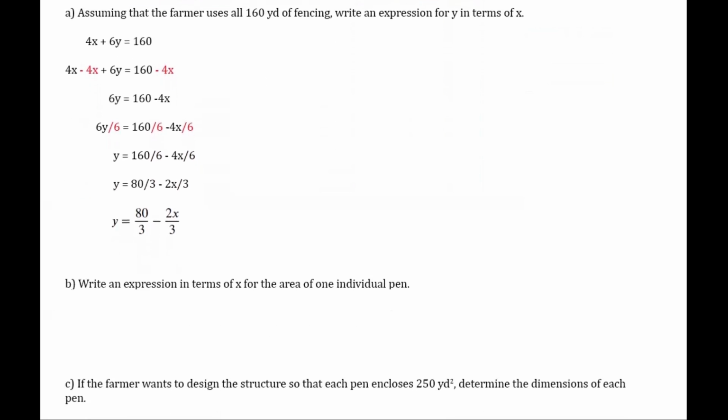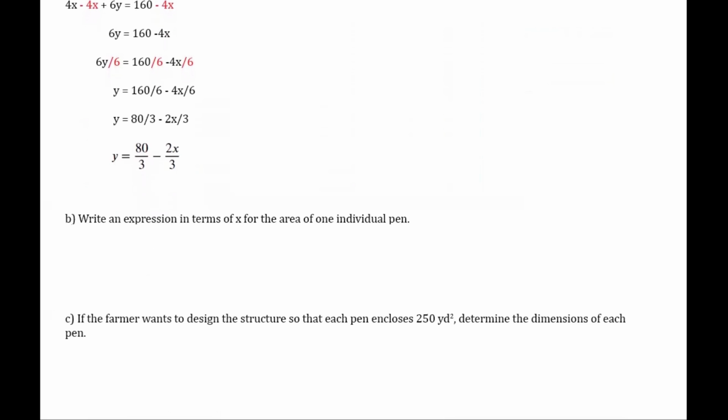But when they say write it in terms of x, they mean they do not want to see any y's in there. They only want x's. So that means we have to find some other way to represent y. And luckily, we did that in part A. See, we have y equals 80 over 3 minus 2x over 3. So instead of doing x times y, we can do x times this expression. Let me show you.